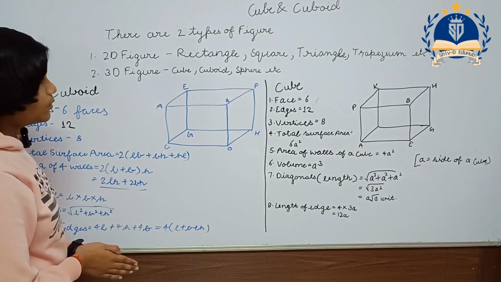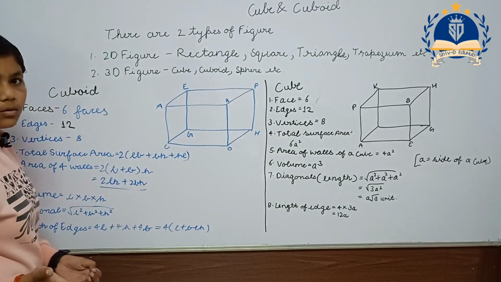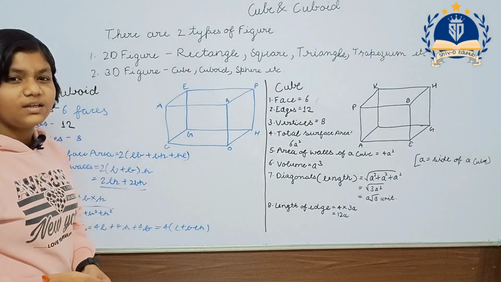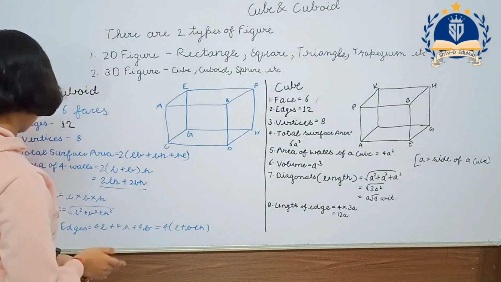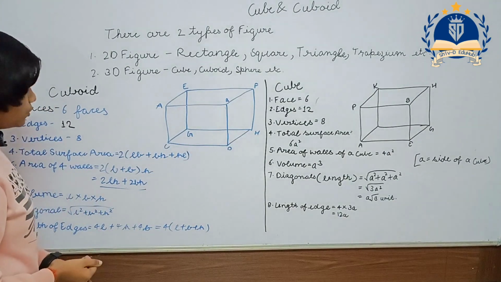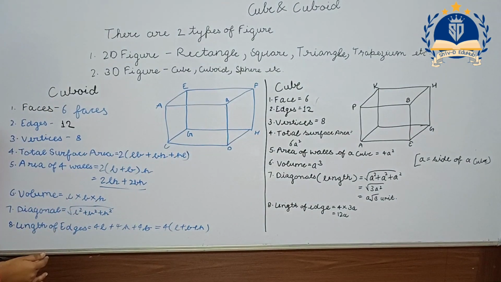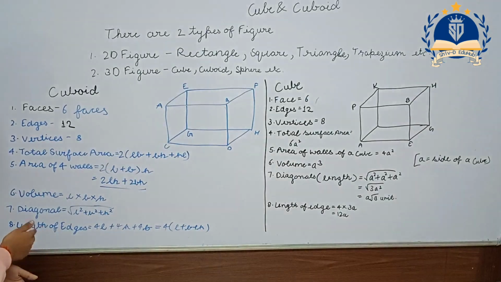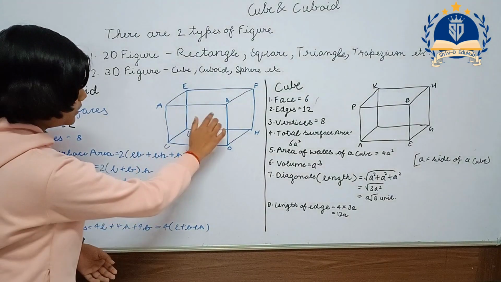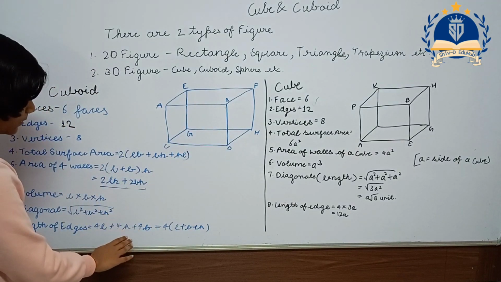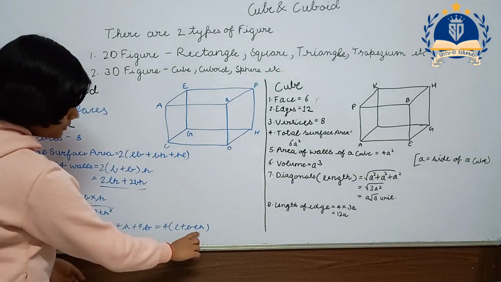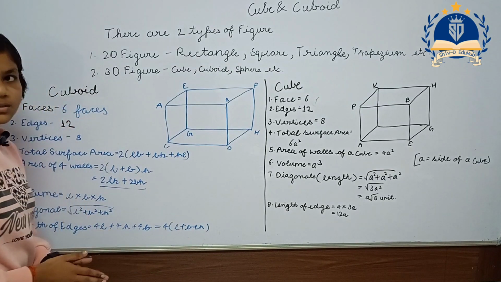Volume. The volume of a cuboid we all know; we studied it in class 8th and before. Volume of cuboid is L into B into H. Diagonal of cuboid is under root L square plus B square plus H square. And length of edges: 4 lengths, 4 breadths and 4 heights. Thus we know it is 4(L plus B plus H).